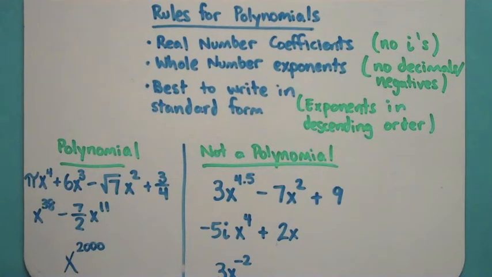And finally, we typically write polynomials in standard form. We always talk about standard form. We've seen it with lines, with quadratics. In polynomials, all standard form really means is that your exponents are going in descending order. So you go from big exponents to small.